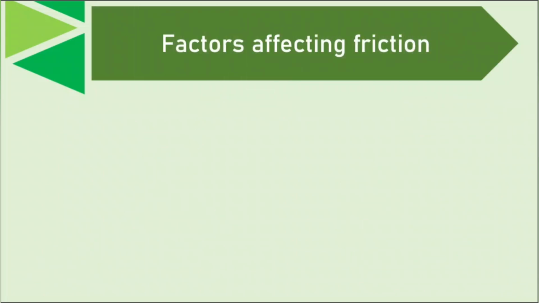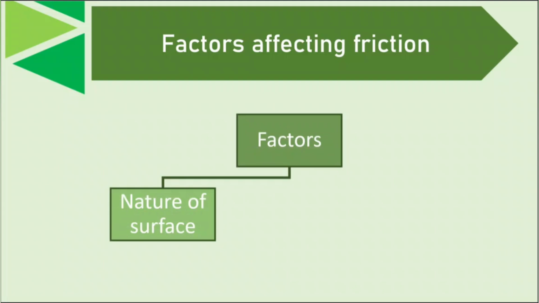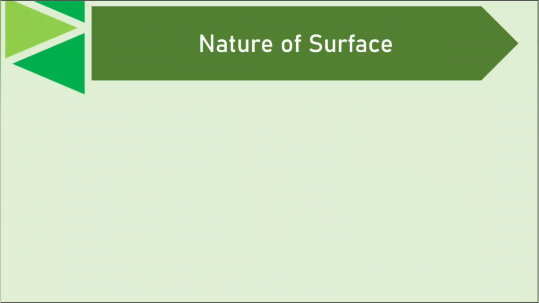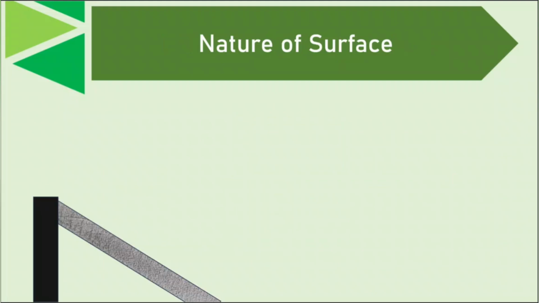So any quantity in physics is affected by various factors. A few factors affecting friction are nature of surface, area of contact, and weight of body. First, understanding what nature of surface means and how it affects friction. So let's have a look at an activity first. Let's create a ramp of sandpaper first. So we all know that sandpaper is a little rough. And now let's place a toy car and let it fall freely down the ramp.